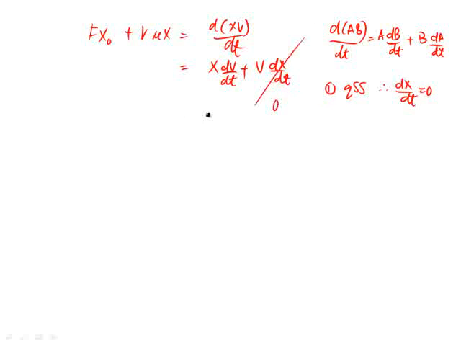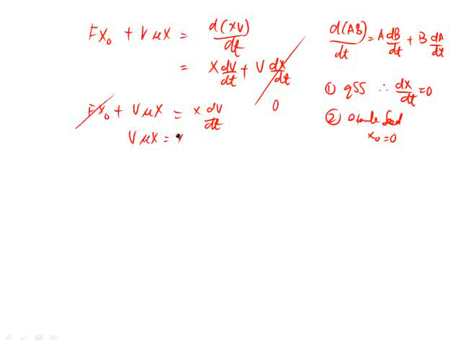The second one. That is 0. So you have F x naught plus V mu x equals x dV over dt. Now, the second assumption is when you say sterile feed, x naught equals 0. So what can you do? The first term here is cancelled. So V times mu times x equals x dV over dt. So x on both sides cancels out. So mu is equivalent to, bring the V to the other side, 1 over V dV over dt is mu.